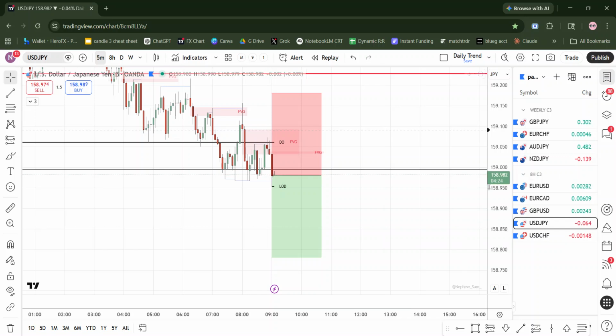I only take one trade at a time, though. I don't try to take all of these. You know, this is good enough for me.